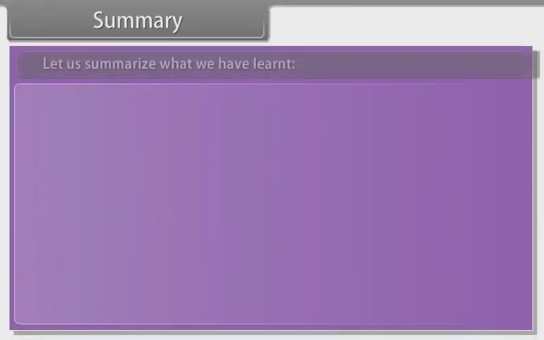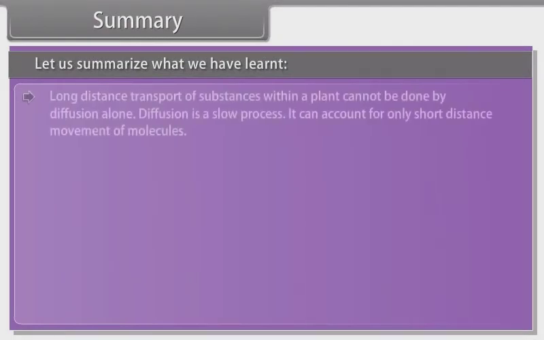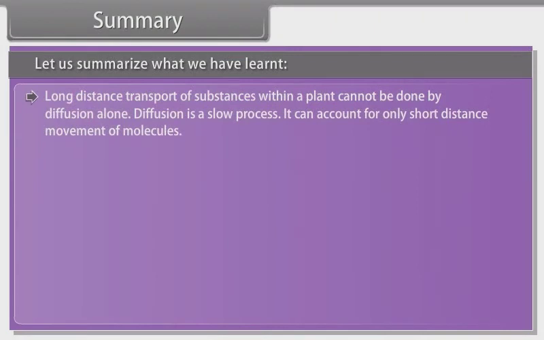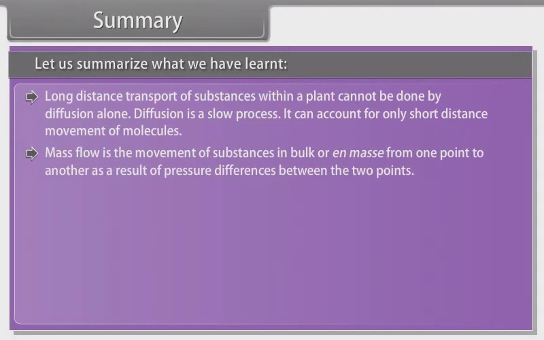Summary. Let us summarize what we have learned. Long-distance transport of substances within a plant cannot be done by diffusion alone. Diffusion is a slow process. Mass flow is the movement of substances in bulk or en masse from one point to another as a result of pressure differences between the two points.